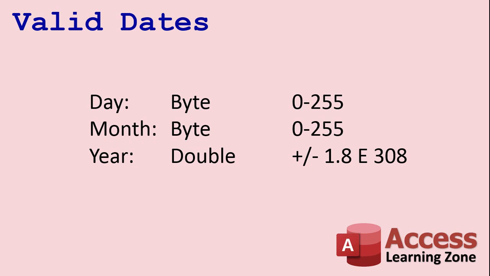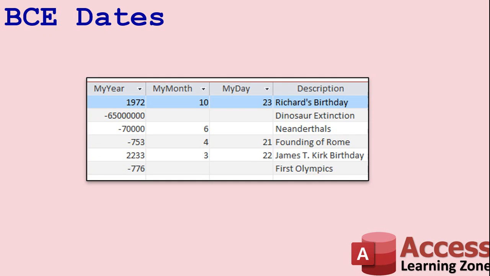And the reason why is you might not have all of this information. If you have, for example, my birthday, you know it's October 23rd, 1972. Okay, no problem. Dinosaur extinction, 65 million years ago. So you're going to put that in, but you don't know the month and the day, right? The Neanderthals, I just put in there, what if they were around 70,000 years ago in June? I think I did that just for an example of how to display just the year and the month. You might only know the year and the month. Okay, the first Olympics, for example, 776 BCE, but you don't know the month.